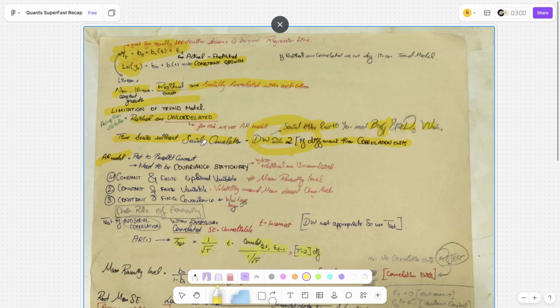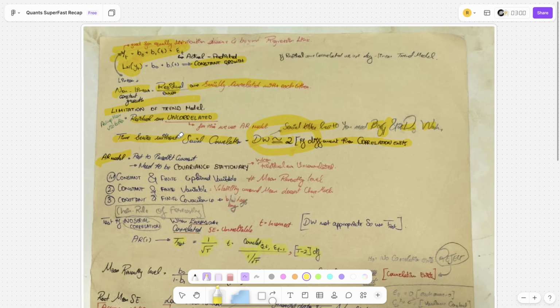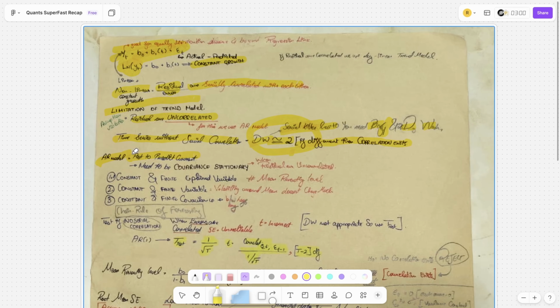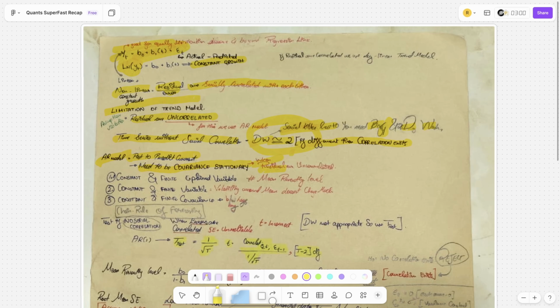AR model, the autoregressive model, means that the previous lag can explain the current term. So we use the past to predict the current value. For the AR model to be stated rightly, we need to check if the AR model is covariance stationary, meaning that the residuals are uncorrelated.